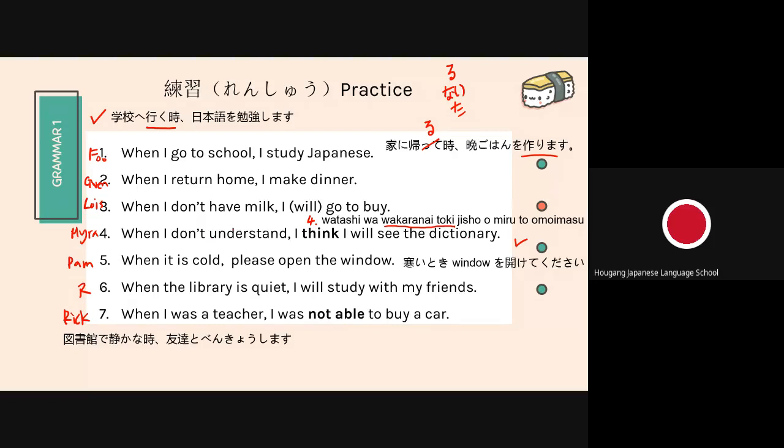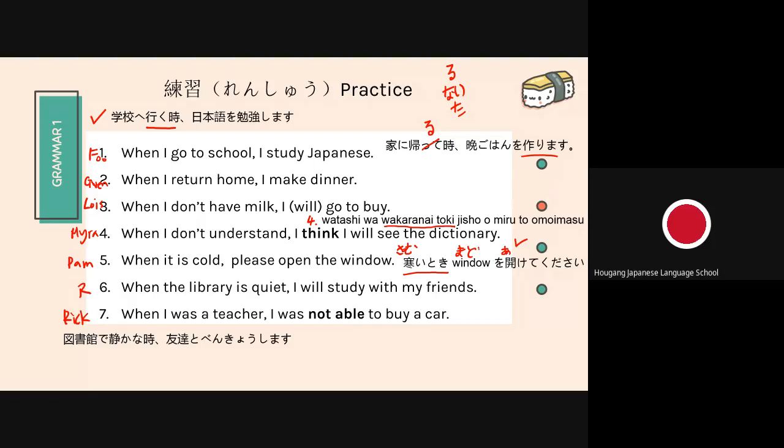Okay, Pamela's number. Samui toki, correct. Okay, when cold. Samui toki, window akete kudasai. Okay, very good. Please open the window. Or mado, mado is fine. Mado akete kudasai. Very good. Okay, so far so good, right?